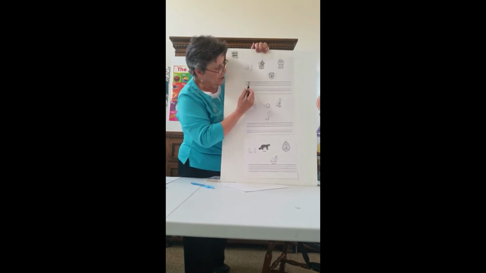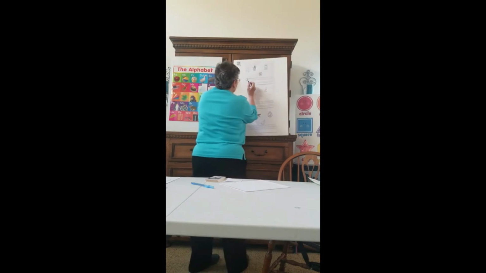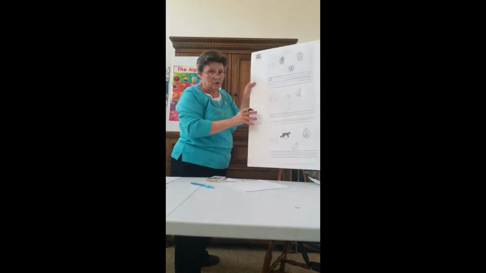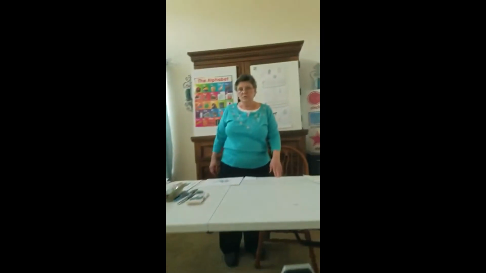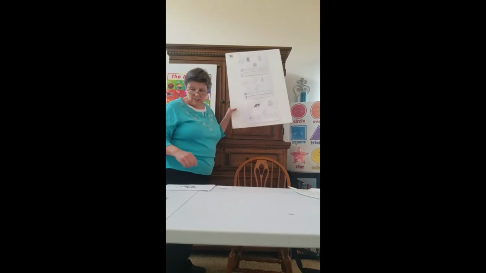Let's learn our lowercase J. Oh, I'm missing a line here. Let me draw one. We got to have our upper line. And as you can see, I can't draw a straight line either. There we go. Okay. Now, we're going to go ahead and finish our letters here.